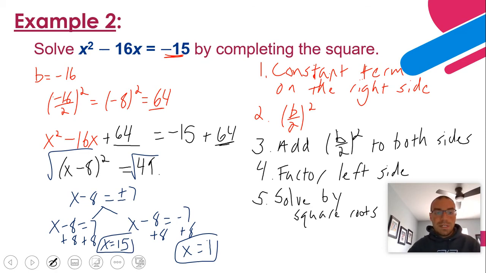So again, what did we do? First step, get the constant term on the right-hand side. Then find that b over 2 squared and add it to both sides. Factor your left-hand side, as we've done right here, and then solve by square roots.